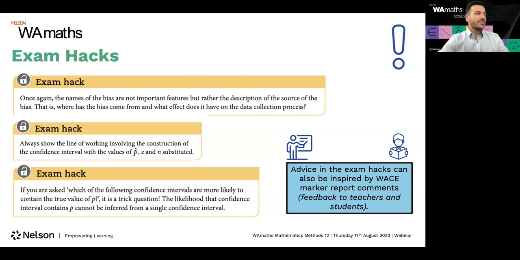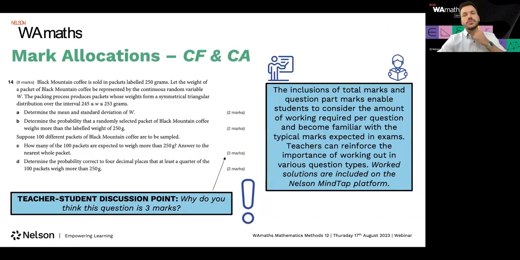And other tricks are such as if you get asked a trick question. So for example, which of the following confidence intervals are more likely to contain the true value of P? We know that it can be something that's asked, but it's a trick question. So if there's been trends in what's being asked, we can also then put that in as an exam hack.